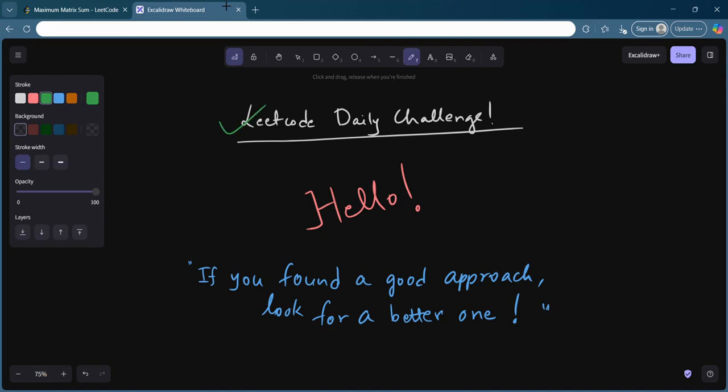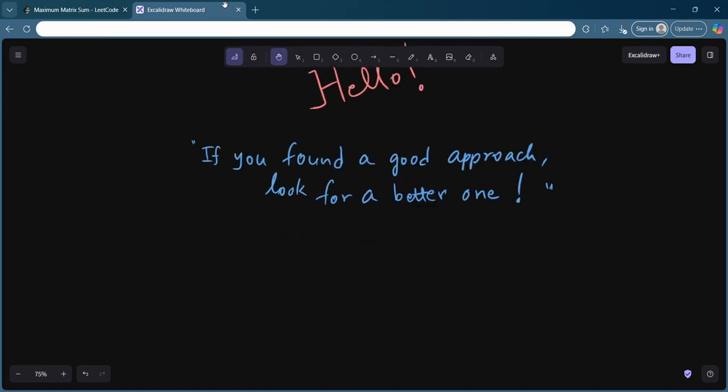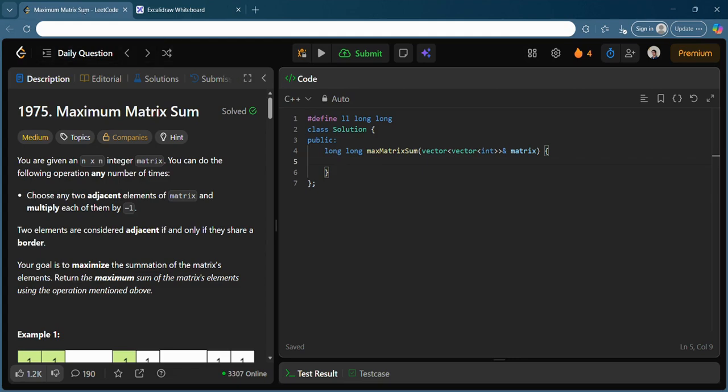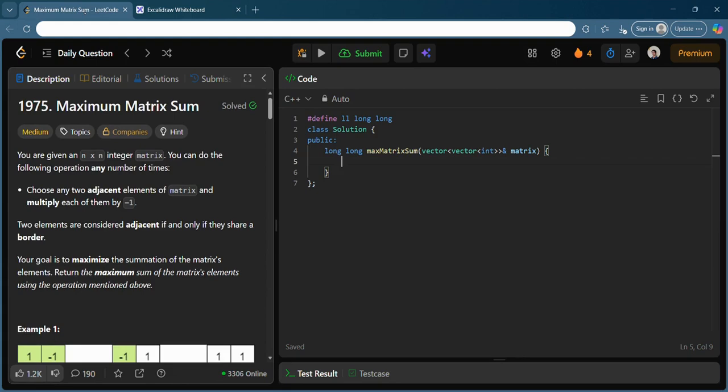So let's see today's daily challenge on LeetCode and we will try to solve it together. Today's challenge is a pretty simple one, I will say. It's an easy medium kind of problem. Let's try to understand the problem statement at first.